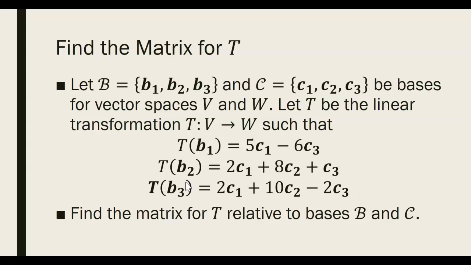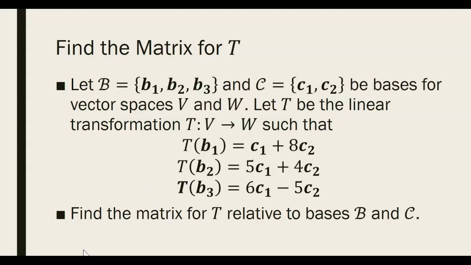All right. So what we have, as you can see, B1 goes to C1 plus 8C2, B2 goes to 5C1 plus 4C2, B3 goes to 6C1 minus 5C2. You follow what happened with the last one. All I have to do is realize that these coefficients of C's are going to create the columns for my matrix M. And my matrix M is the matrix for T relative to basis B and C.